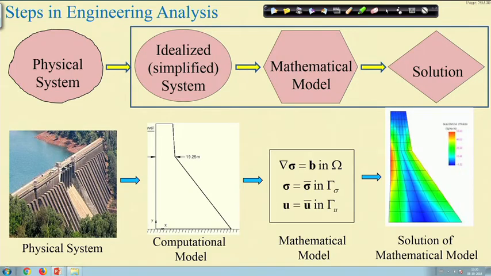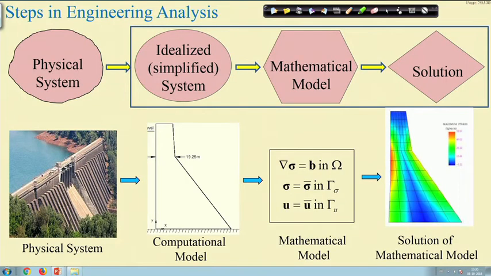We start with a physical system, we idealize the physical system, then write the mathematical model of that physical system, and then solve it and find the solution. An example is given like this. For instance, if you have a dam problem, this is the physical system, this is the idealized system, and this is the mathematical model for this physical system.